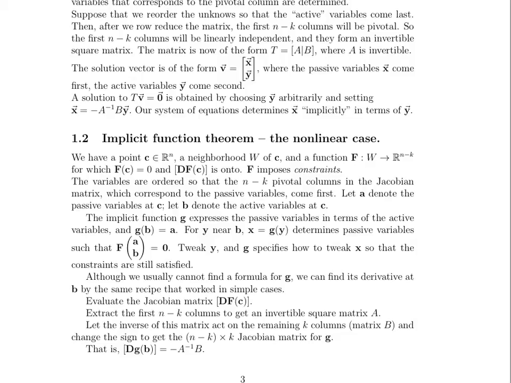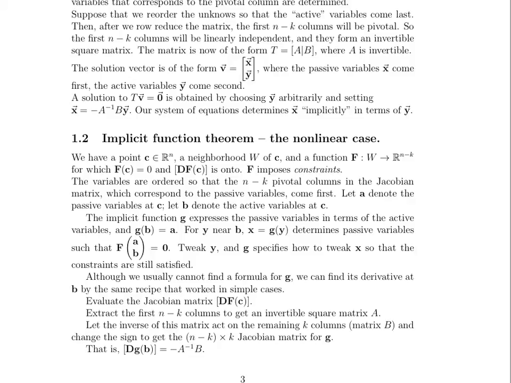Usually, whereas it's much easier in the linear case to write down this implicit function, it's much easier to solve for it, that is definitely not the case in the nonlinear situation. So normally we can't find a formula for the implicit function that says this is how each of these passive variables is described in terms of the active variables. But what we can find is its derivative at the particular point that we care about by using the same recipe that worked in the simple case.